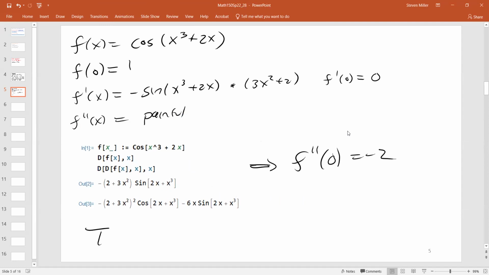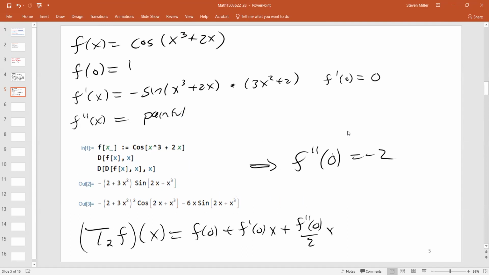So the Taylor series of f of degree 2 would be f of 0 plus f prime of 0 x plus f double prime of 0 over 2 x squared. And that would just be equal to 0 plus 0, so it'd just be -x squared. So that would be the Taylor series of my function. Let me show you the faster way to do this.